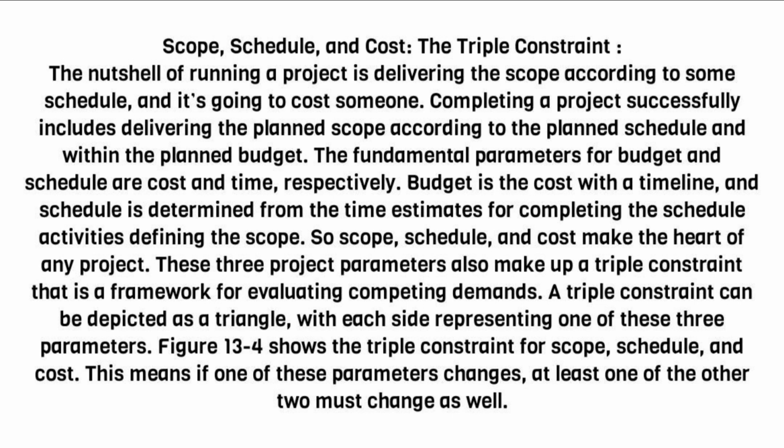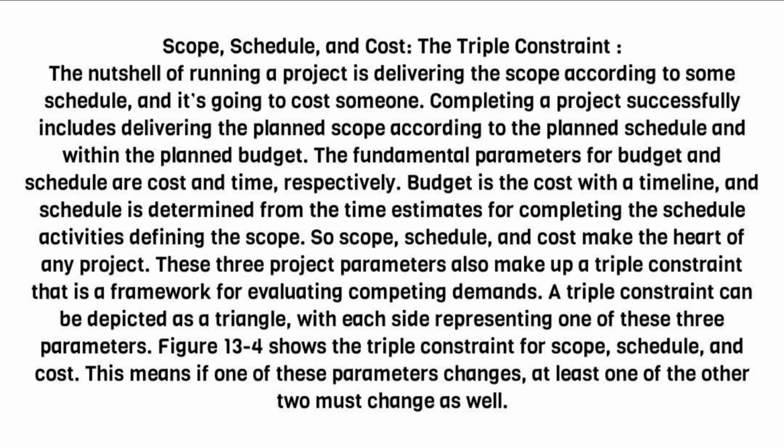The fundamental parameters for budget and schedule are cost and time, respectively. Budget is the cost with a timeline, and schedule is determined from the time estimates for completing the schedule activities defining the scope. So scope, schedule, and cost make the heart of any project. These three project parameters also make up a triple constraint that is a framework for evaluating competing demands.